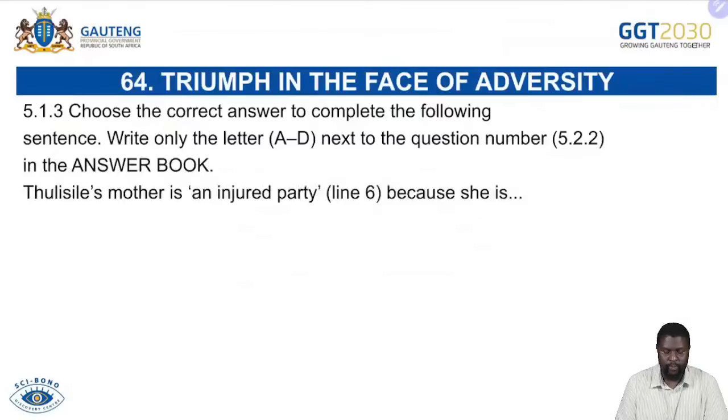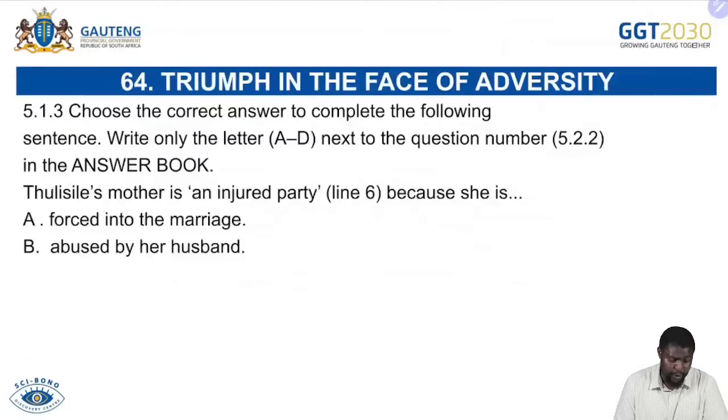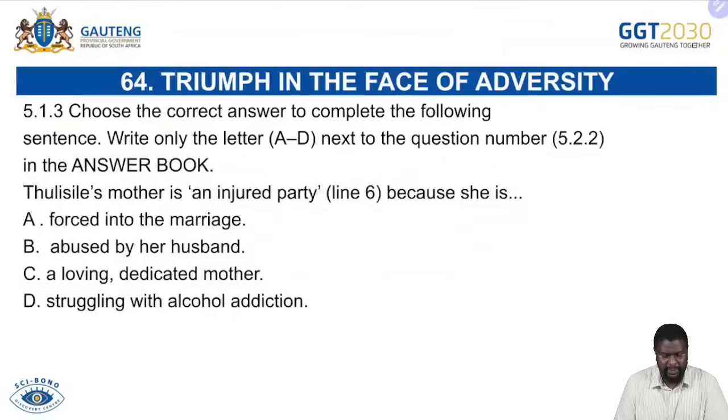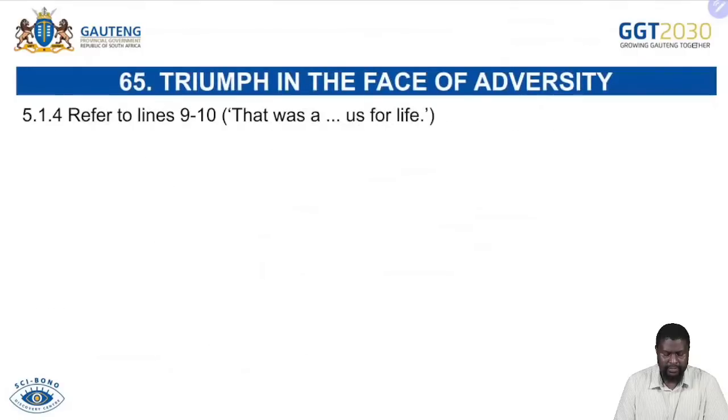Choose a correct answer to complete the following sentence. Write only the letter A to D. Tulisile's mother is an injured party because: is she forced into a marriage? Abused by her husband? A loving and dedicated mother struggling with alcohol? The answer is B. She was an injured party because she was a victim of abuse from her husband, the father.